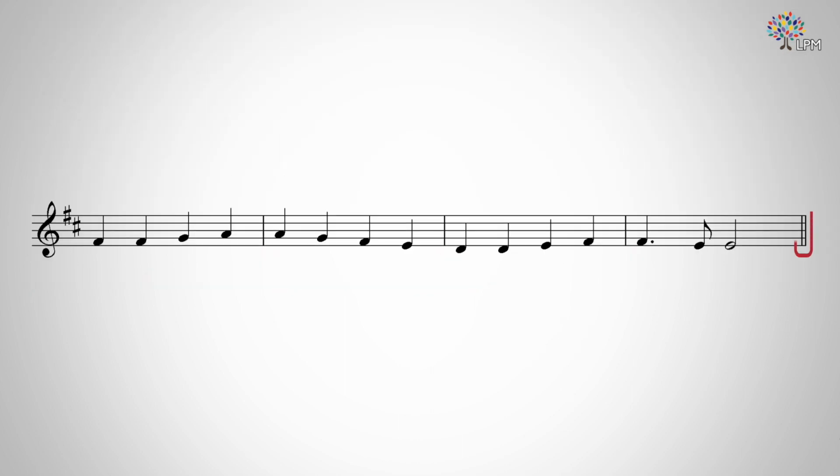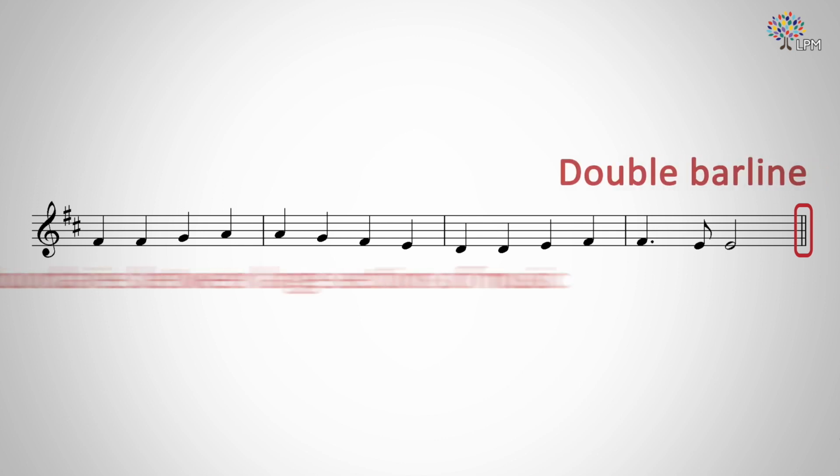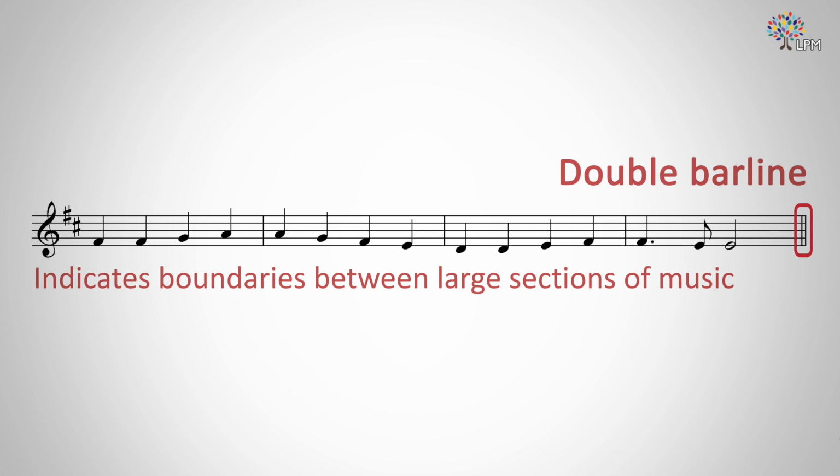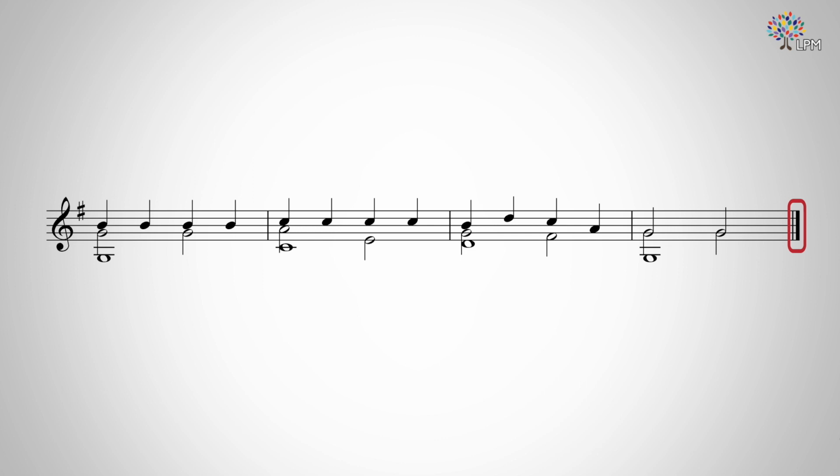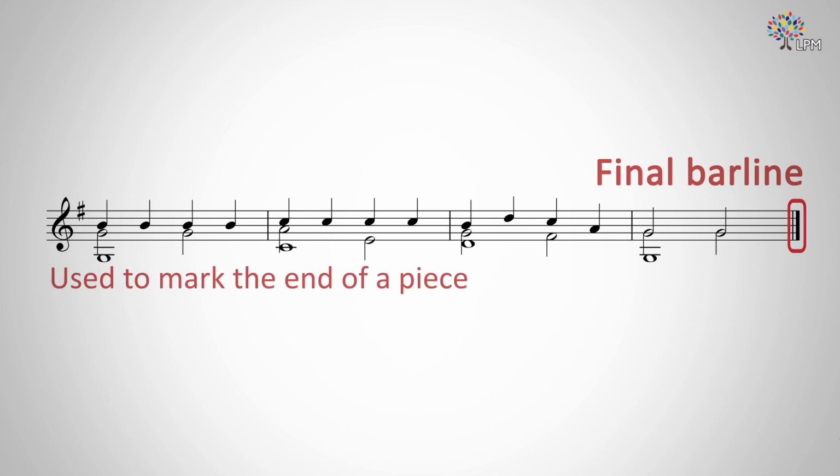Sometimes you'll see what look like 2 bar lines together, like at the end of that example you just saw. This is called a double bar. Double bars indicate boundaries between large sections of music. Some pop songs will put a double bar between a verse and the chorus, for example. At the very end of a piece, you will usually see a type of double bar in which the second line is a lot thicker. This is called a final bar line, since it's used to mark the end of the piece.